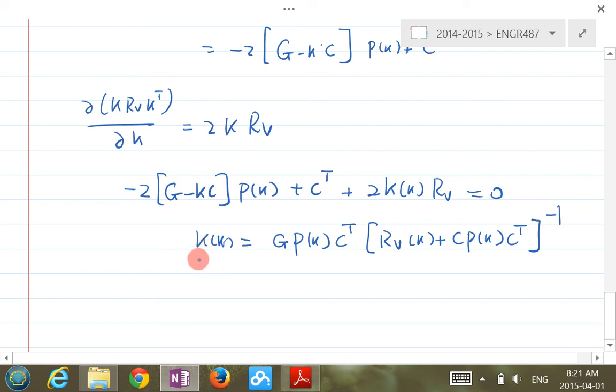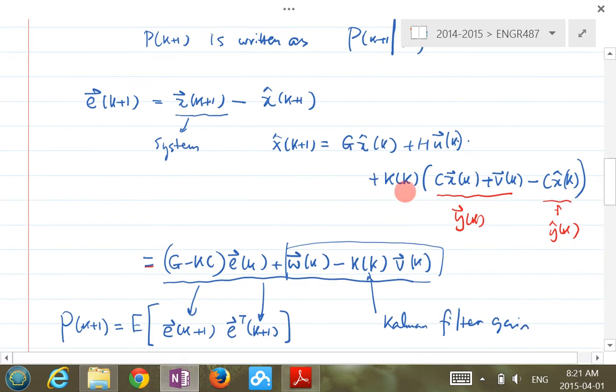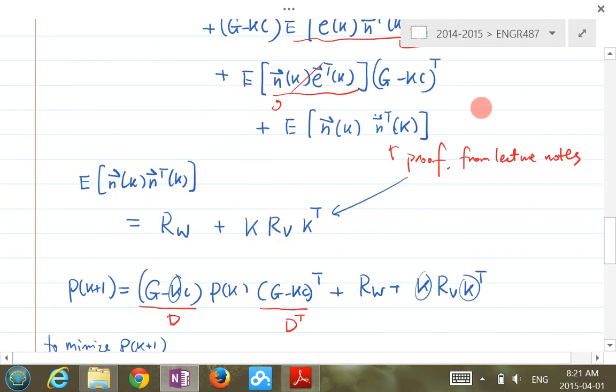That's the solution for K. Remember what K is? This is the Kalman filter gain. Where do we use K again? We use that in our observer model, just like a typical observer, full order or reduced order. You have an observer gain.